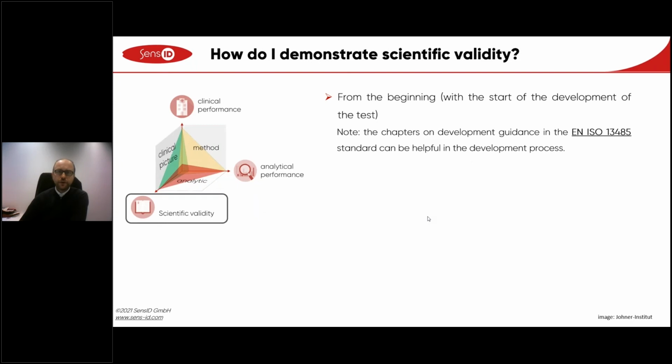So how do you demonstrate scientific validity? Well, you should start actually from the beginning, with the start of the development of the test. And you should systematically document the research and the literature, which should be at least peer reviewed.